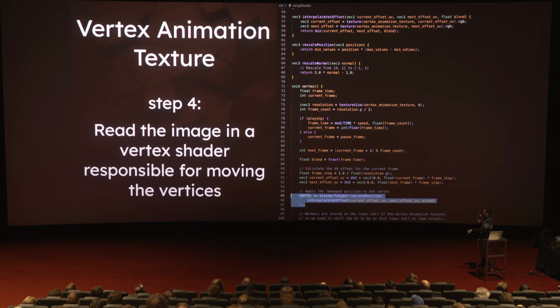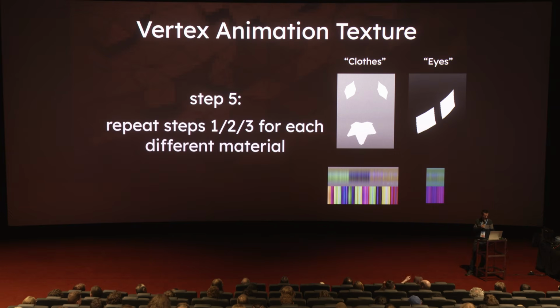And then step 4 is that you take this shader and you tell it to do the hard part of the job, which is to actually move the vertices in space. We'll get more into detail for that later. And then you have to repeat the same process for each different material that you have, unfortunately.